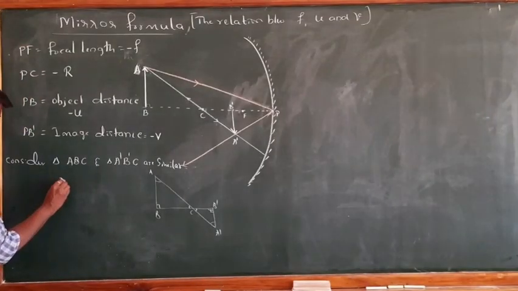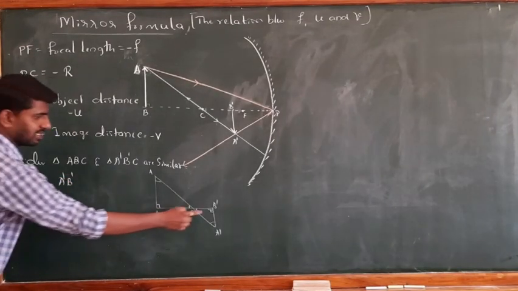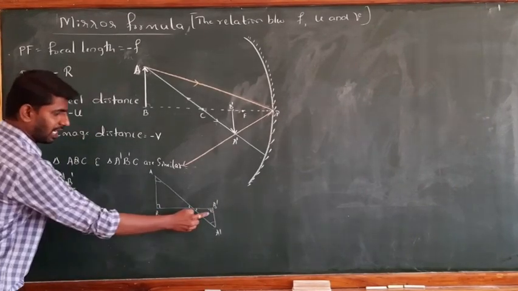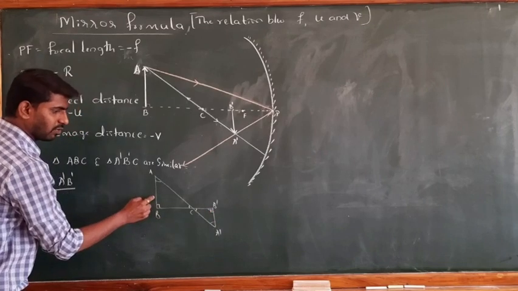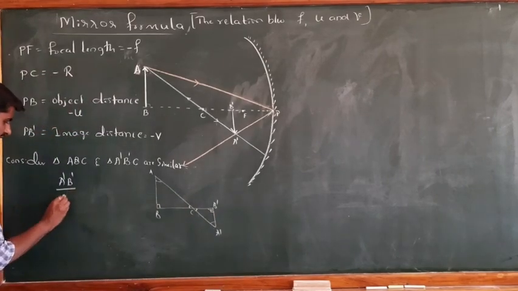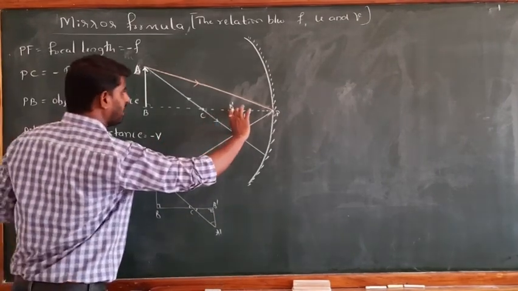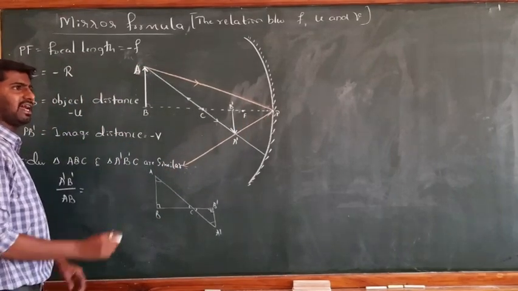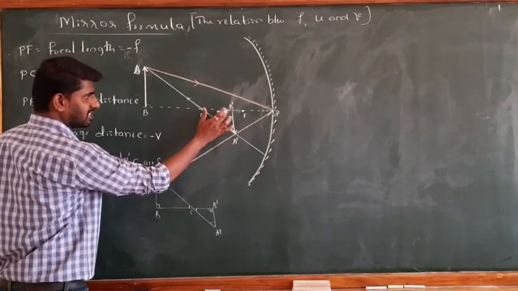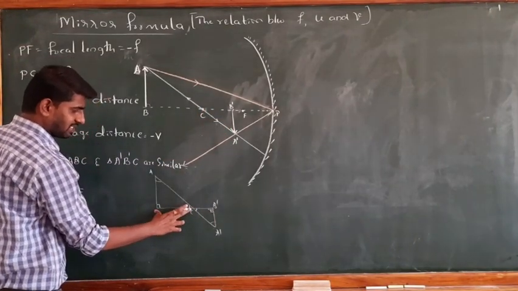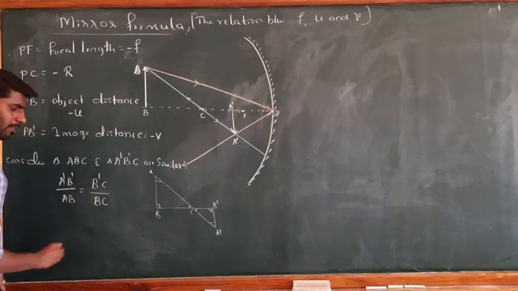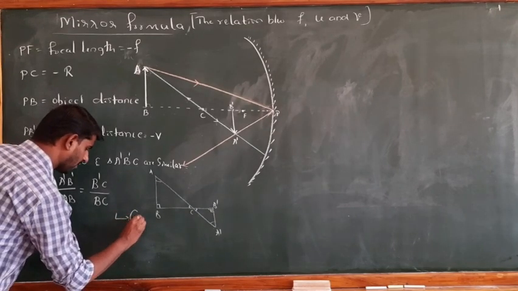So A dash B dash divided by AB, the opposite side of the small triangle divided by the opposite side of the other. And I'll take the adjacent side ratio: B dash C is the adjacent side of this triangle, and BC is the adjacent side of the other triangle. So I'll write B dash C divided by BC. Say equation number 1.